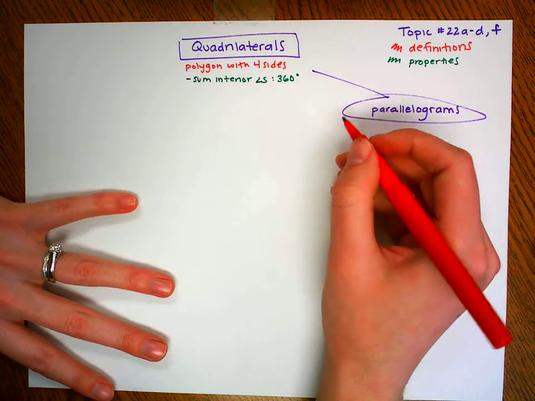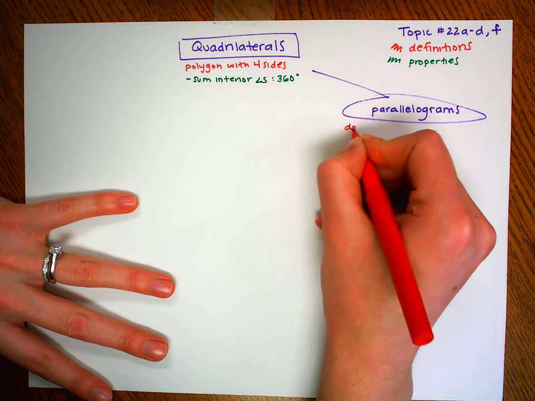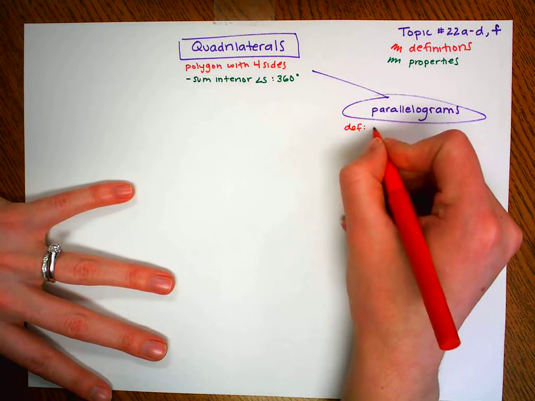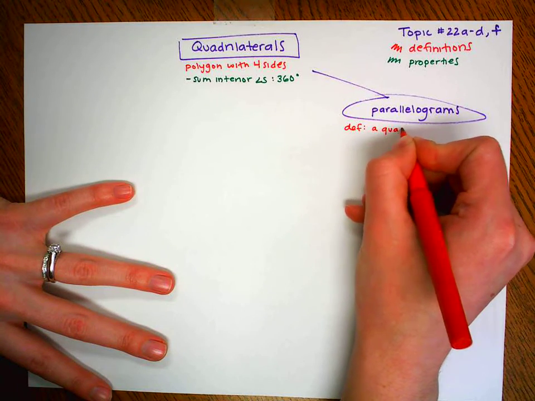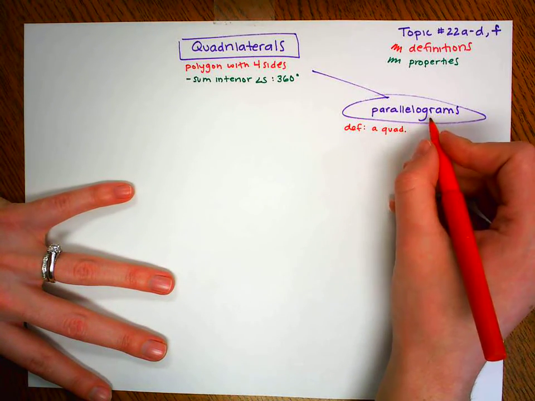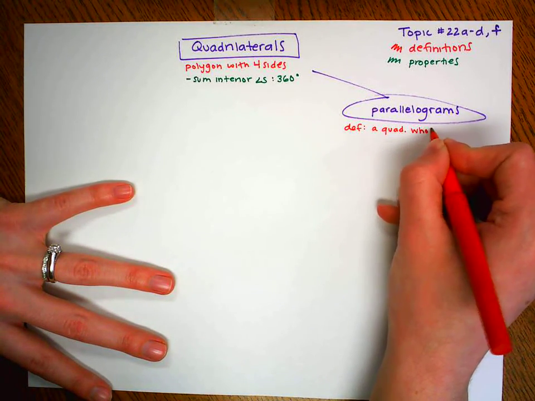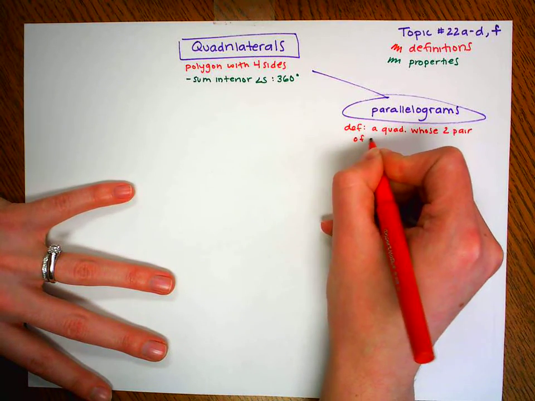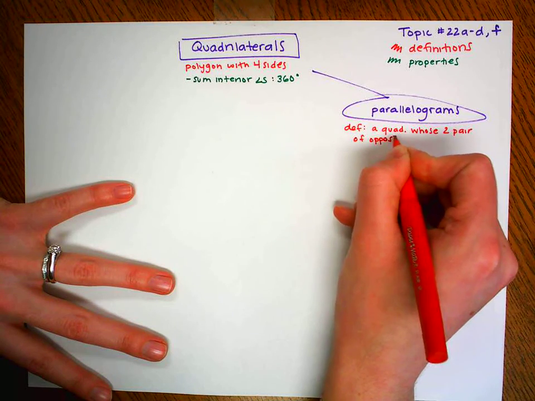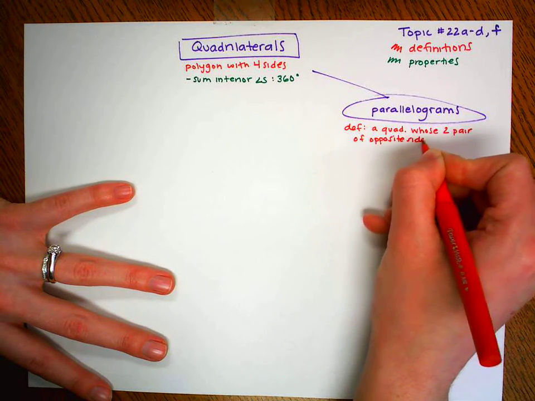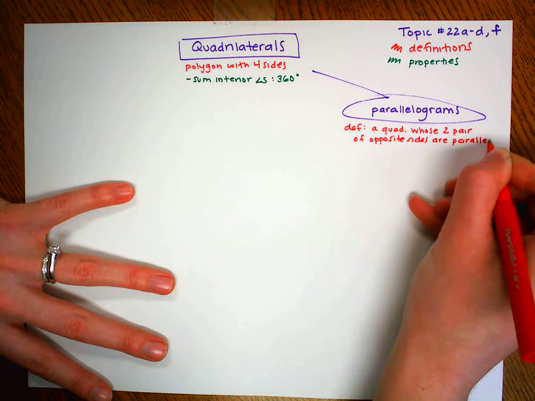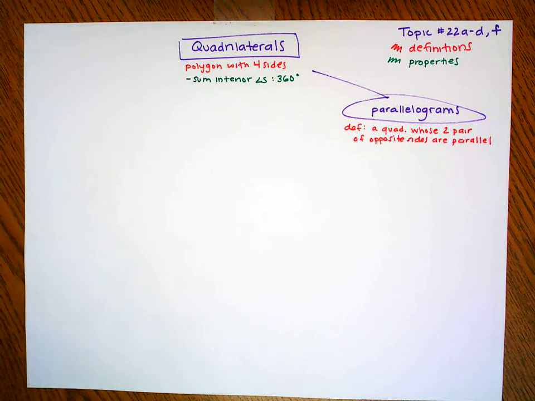And we defined a parallelogram as a quadrilateral whose 2 pair of opposite sides are parallel. Well, that shouldn't come as a surprise, right? Parallelogram, it's in its name, right?